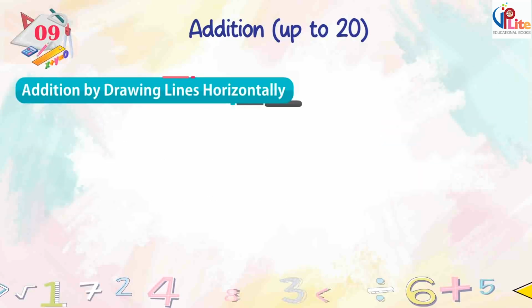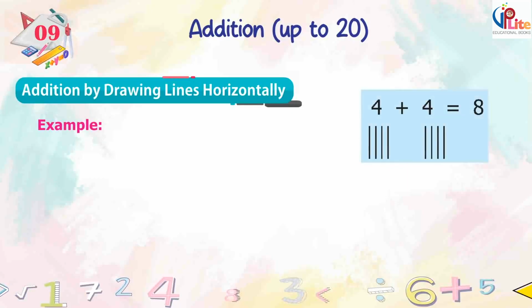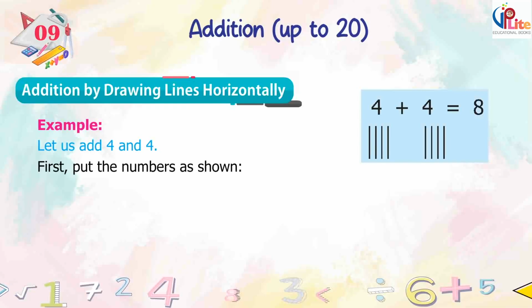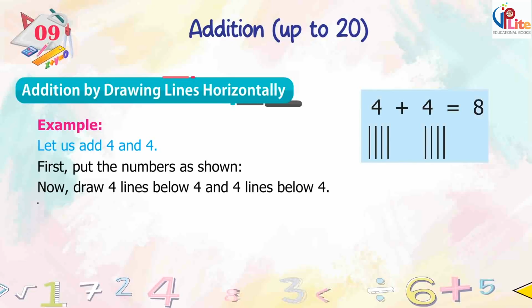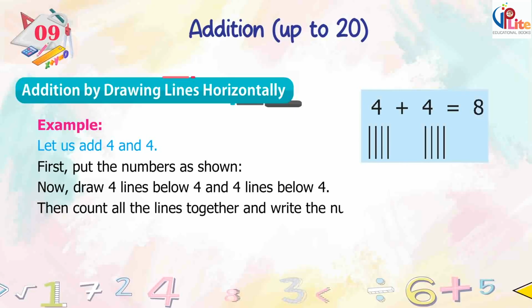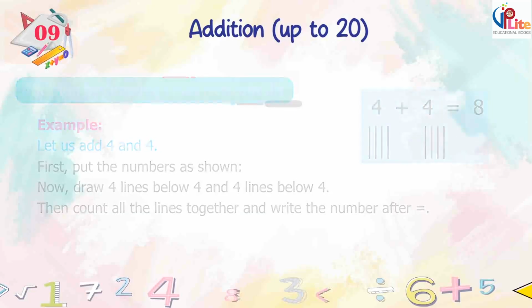Addition by drawing lines horizontally. Example. Let us add 4 and 4. First, put the numbers as shown. Now, draw 4 lines below 4 and 4 lines below 4. Then count all the lines together and write the number after is equal to.